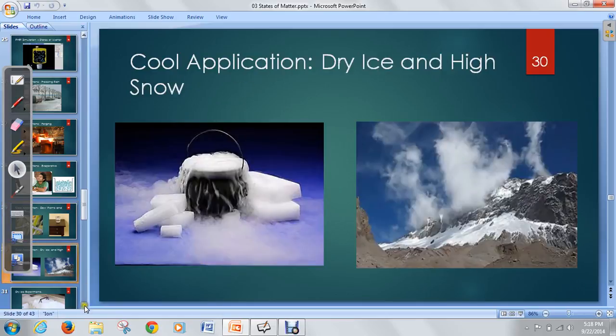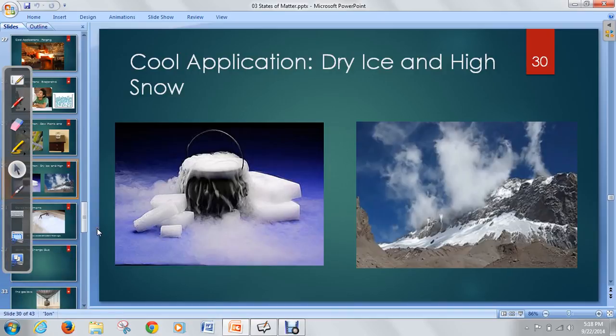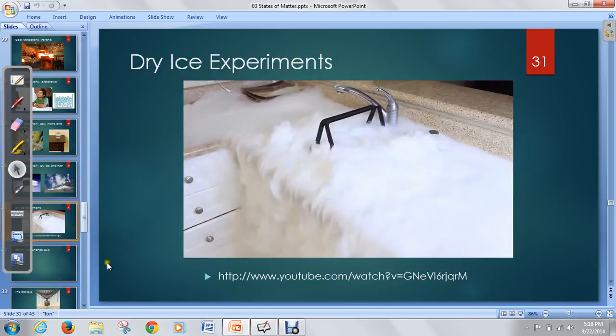And we talked about dry ice, which is a cool example of sublimation, and high mountain ranges, which also have this sublimation effect where they go straight from solid to gas. We watched a video on YouTube which is a really good video about dry ice experiments, and how dry ice can go straight from a solid to a gas state, which also has some cool effects. So we talked about states of matter and phase changes.